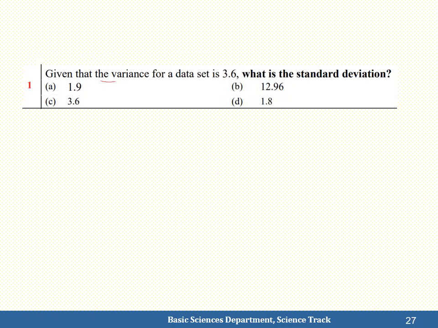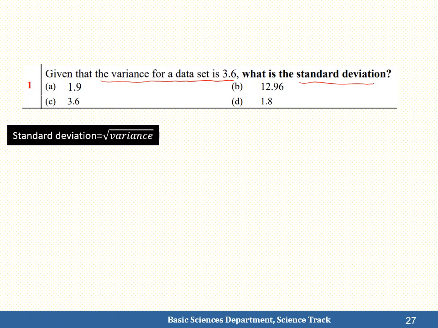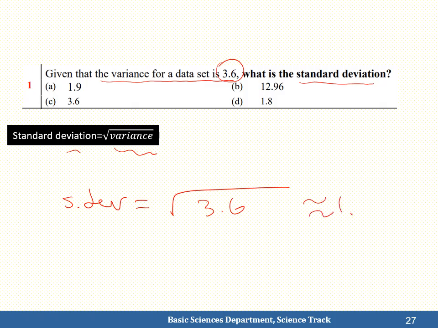Now, given that the variance for a data set is 3.6, what is the standard deviation? In order to solve this problem, you have to know this basic fact, which is standard deviation is equal to the square root of the variance. So standard deviation is equal to the square root of 3.6, which will be about 1.9. So the answer is A.